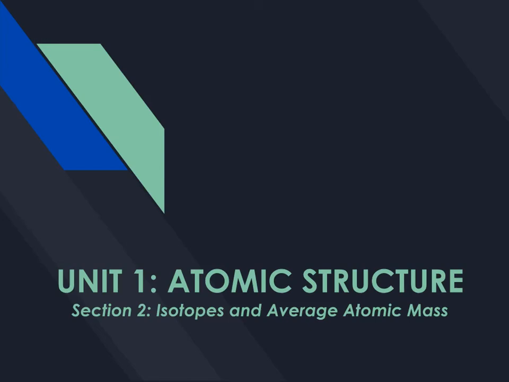Hey everyone, it's section 2 in unit 1, so we're still talking about the atom. Now we're going to dive a little bit deeper into isotopes and definitely talk about how you calculate average atomic mass from all of the isotopes that exist on Earth.